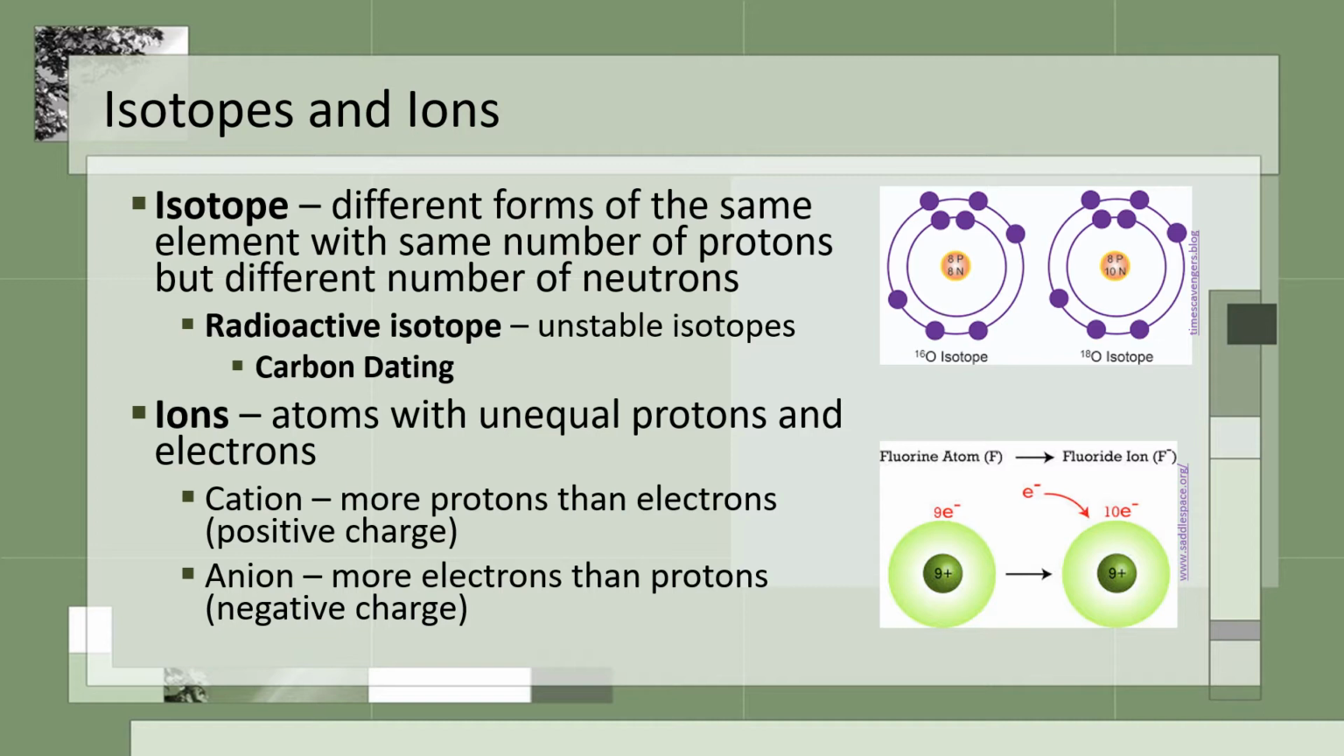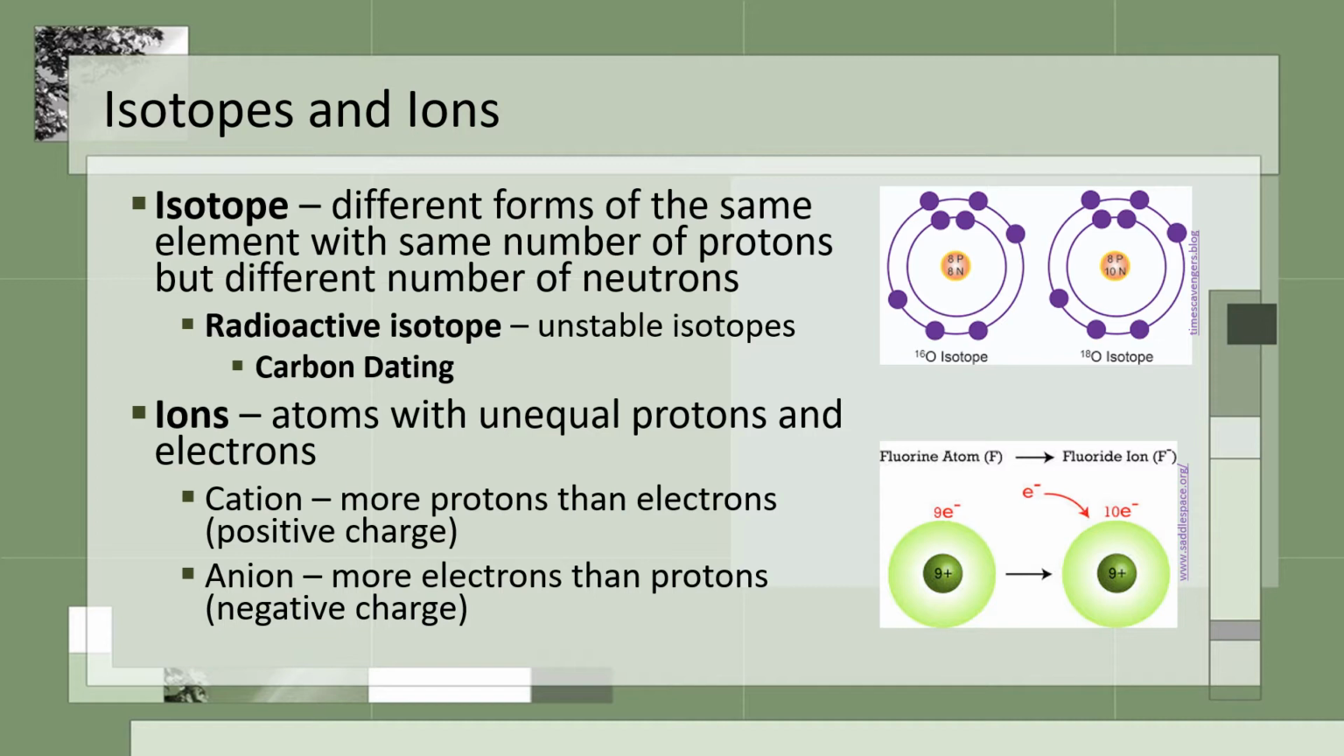Ions are atoms where electrons and protons are not equal, resulting in an overall charge of an atom. An atom with more protons than electrons will have an overall positive charge and is known as a cation. When an atom has more electrons than protons, the overall charge is negative, and those are called anions.